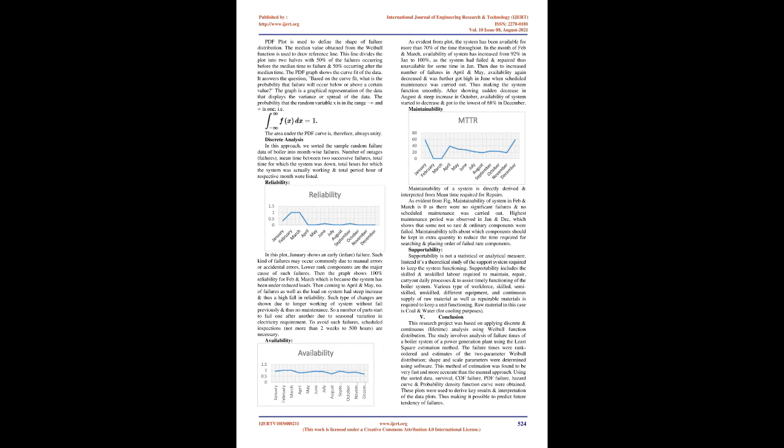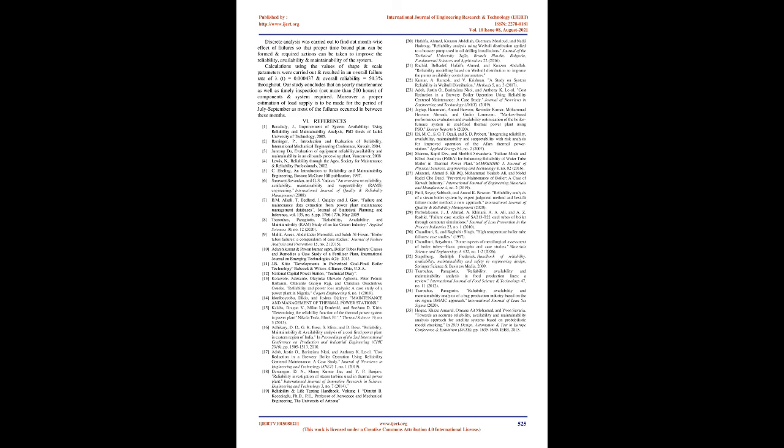The highest maintenance period was observed in Jan and Dec, which shows that some not so rare and ordinary components failed. Maintainability tells about which components should be kept in extra quantity to reduce the time required for searching and placing orders for failed rare components.